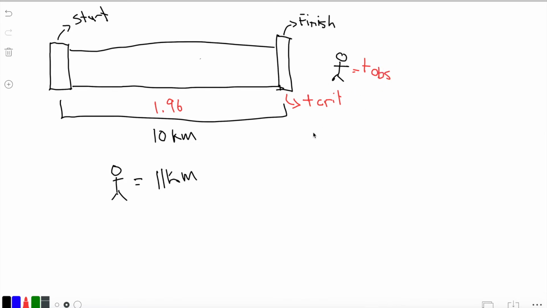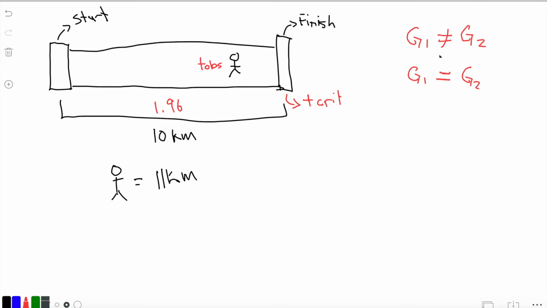Now what this means is, if our t observed is past the t-crit line here, then our two groups are different. So group 1 and group 2 are not equal. But if instead our runner is over here, and that's the t observed, they have not yet passed the finish line, and the groups are actually then equal. So there is no difference between groups. It's not statistically significant.